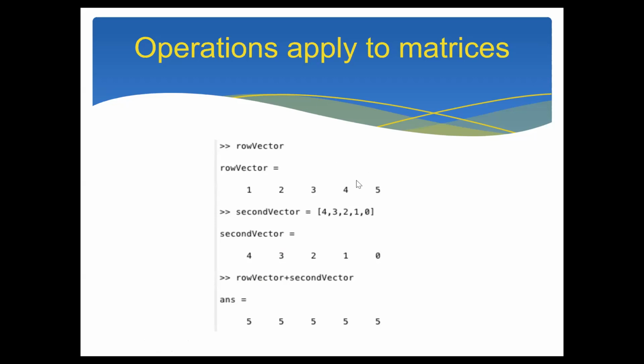So for example, you have 2 vectors, which are both 1 times 5. You can add them. Then its elements are added. Okay. So it will give you the same 1 times 5 vector with every element to be 5.